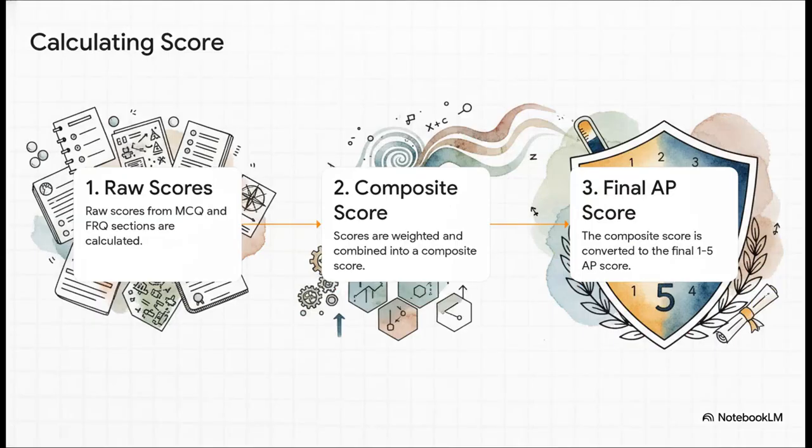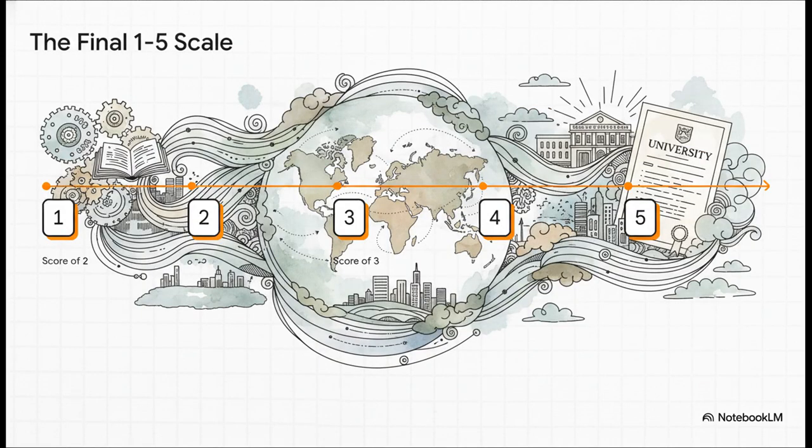The actual calculation is pretty straightforward. First, they tally up your raw points from the multiple choice and the FRQ sections. Then they do some weighting and combine those into a single composite score. And finally, that one number is converted into the final AP score that you'll see. And that's what it all comes down to. All that work, all that studying gets translated onto this simple 1 to 5 scale. This single number is what colleges will see, and it represents your mastery of the entire AP Human Geography curriculum.